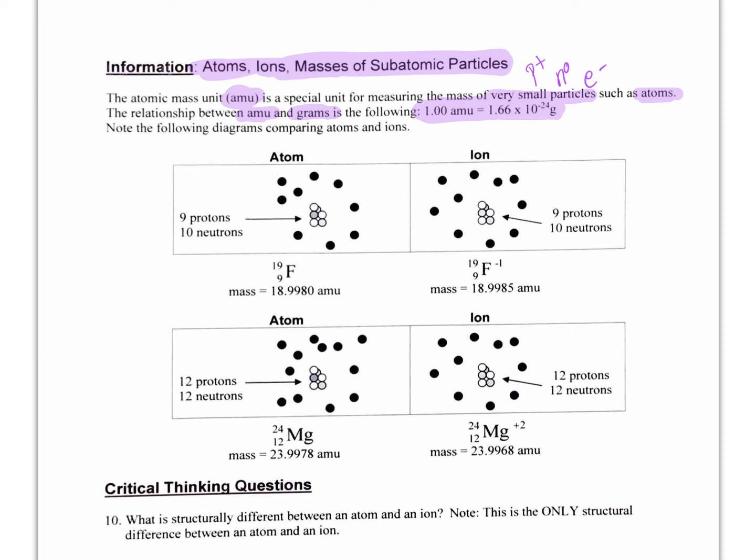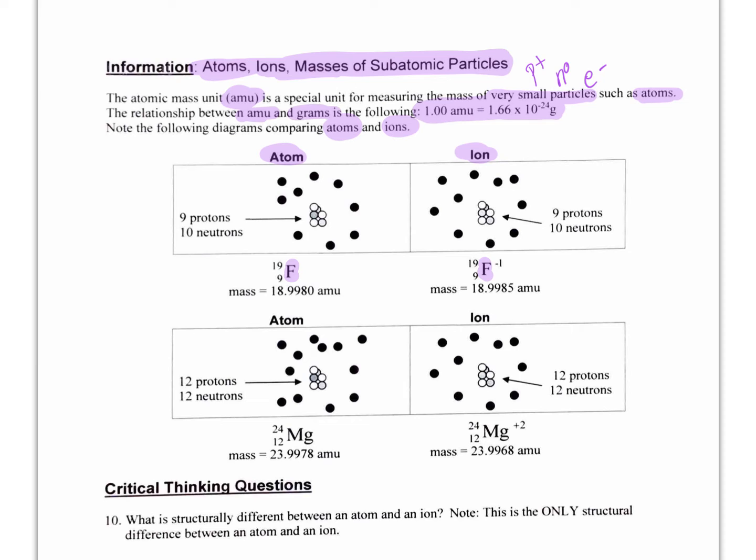All right, it says note the following diagrams comparing atoms and ions. What is the difference between these two? So we need to look at the pictures. The dots still are the same, and figure out what is the difference between an atom and an ion. So here we have fluorine. How do I know it's fluorine? Because of the F. You should know that symbol by now.